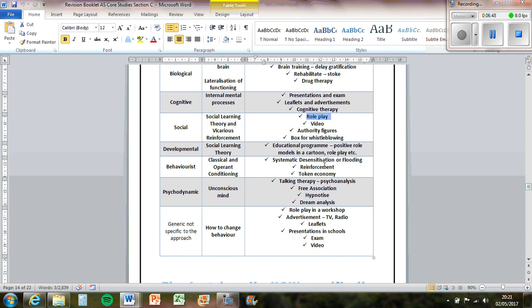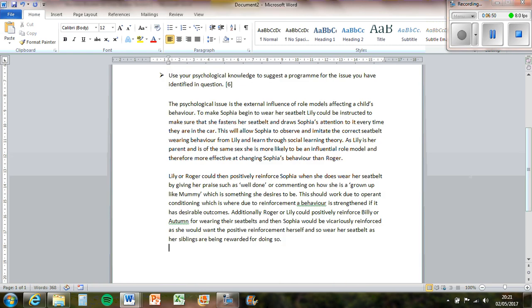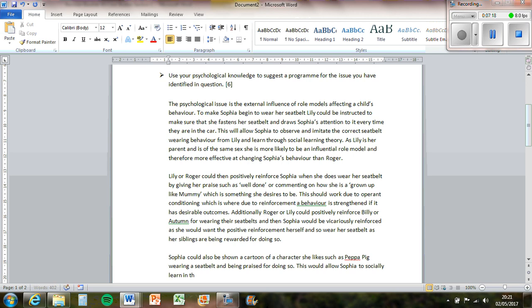Well, a good one to put is maybe a role play thing in terms of a cartoon. So Sophia could also be shown a cartoon of a character she likes, such as Peppa Pig, wearing a seatbelt and being praised for doing so. This would allow Sophia to socially learn in this way too, and also be reinforced. So that should be enough to get you the 6 marks.